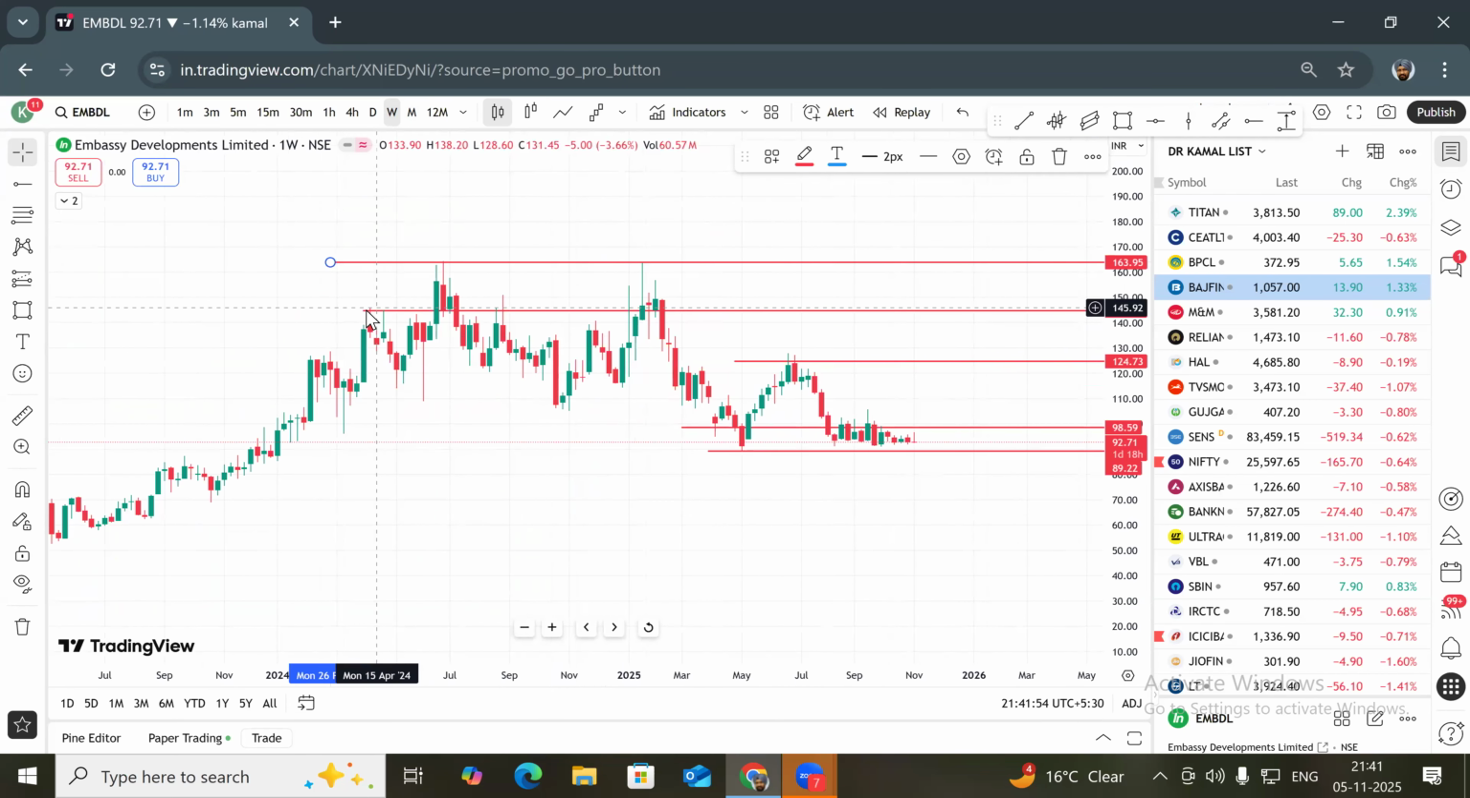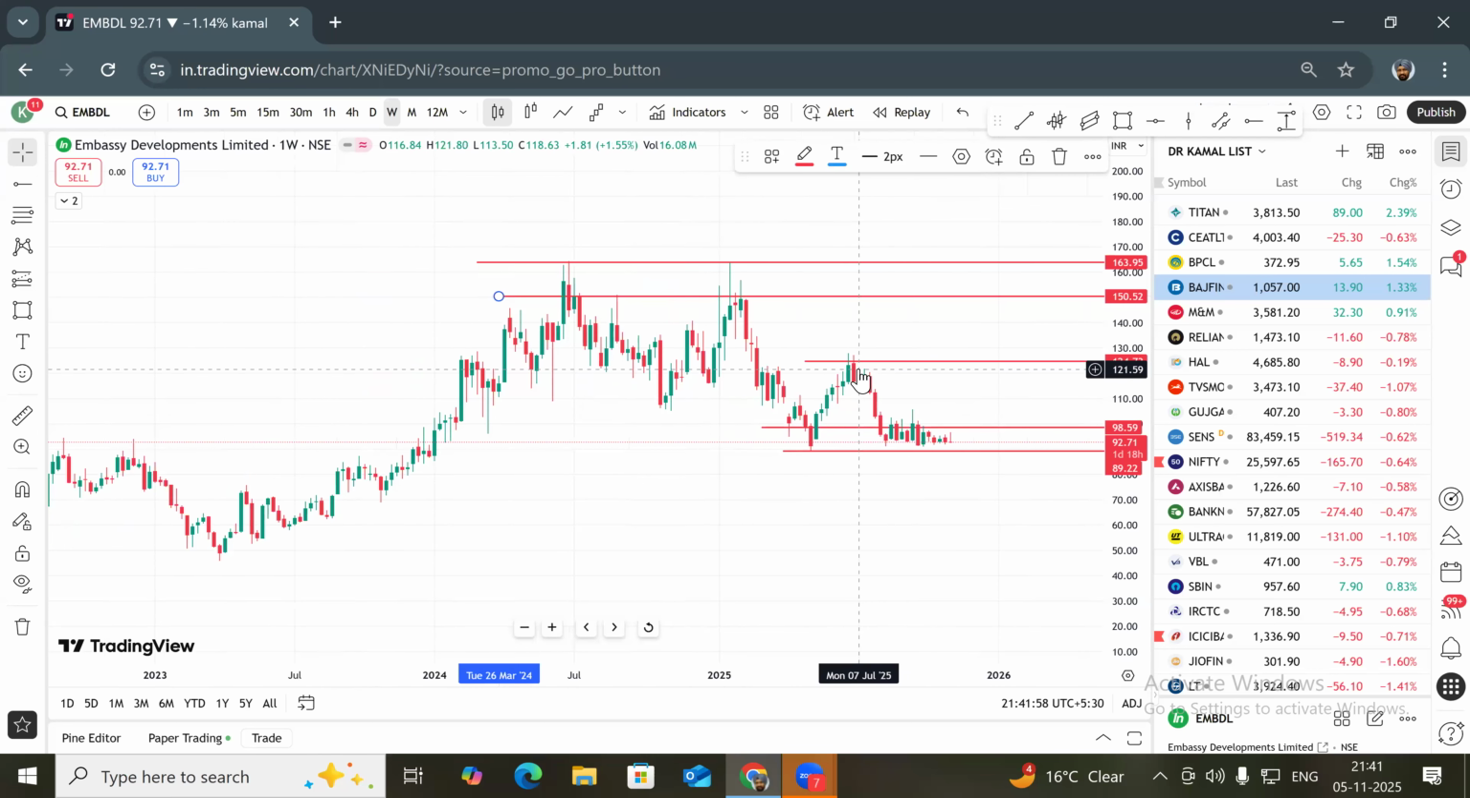So okay, levels marked. This is your flip level. So this is your good support and support area. If it runs, this is the first level where it will find good selling. And the next selling will come here.